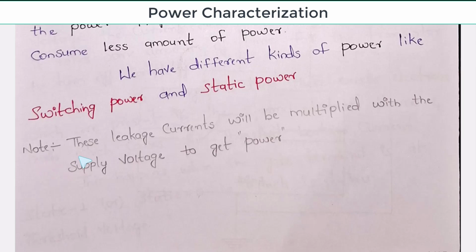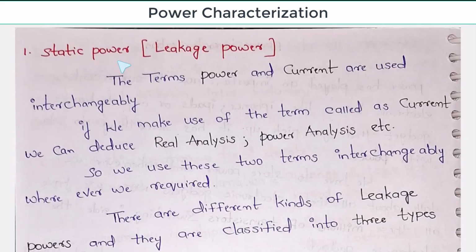And here remember this one note. These leakage currents will be multiplied with the supply voltage to get power. So we know that the formula for power is P = V × I. Therefore this leakage power should be multiplied with the supply voltage to get the power. First one, let us see what is static power. Static power is also called leakage power.